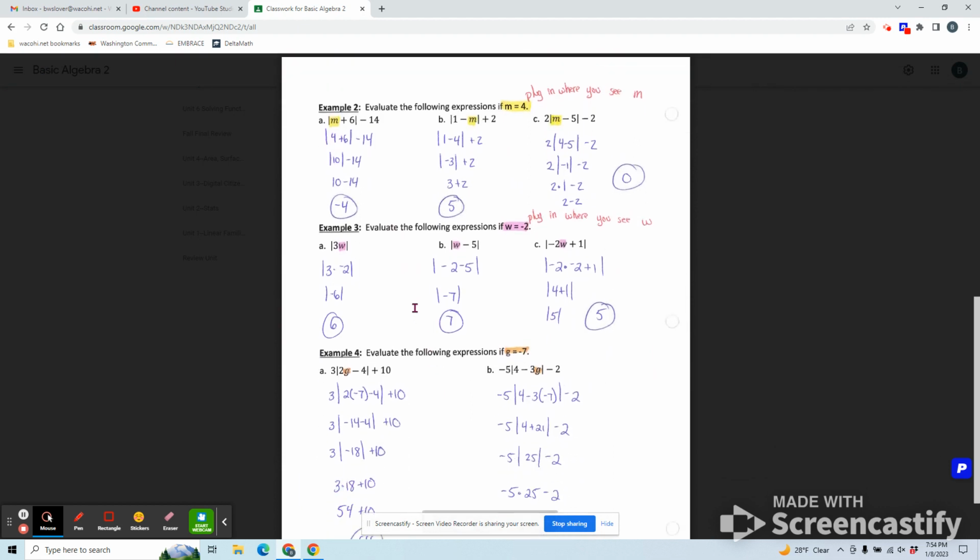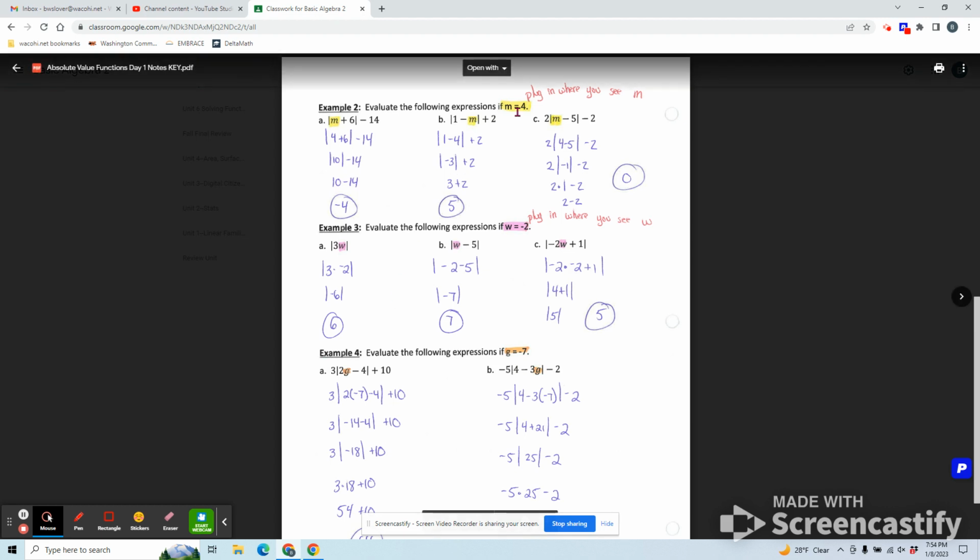So the back side is the same idea, except now I'm asking you to evaluate. So this is similar to the review that we started this semester with. Take your value, substitute it in. The only difference is now I have absolute value. So the absolute value of 4 plus 6 is going to be the absolute value of 10, which is 10. And then that minus 14 or subtract 14 still carries all the way through.